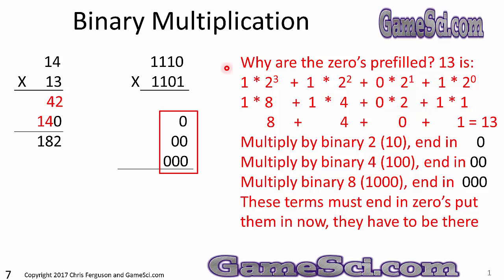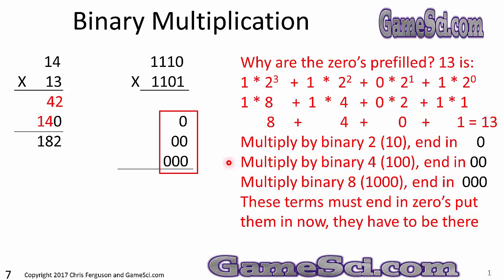Why are the zeros pre-filled? 13, the bottom operand, is really broken down like this: 1 times 2 to the third power plus 1 times 2 squared plus 0 times 2 to the first plus 1 times 2 to the 0. Calculating that out, it's 1 times 8 is 8. 1 times 4 is 4. 0 times 2 is 0. And 1 times 1 is 1. Add that all up and you get 13. When you multiply by binary 2, which is 1, 0, the result must end in 0. So I pre-fill this 0.